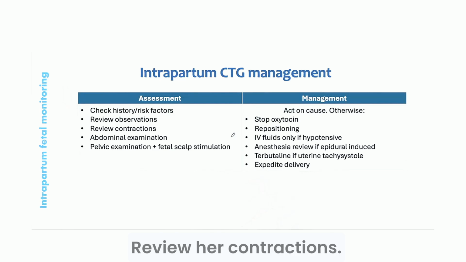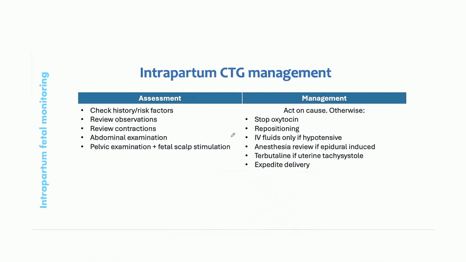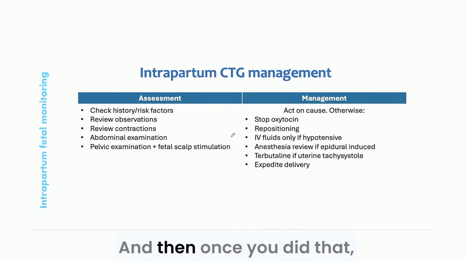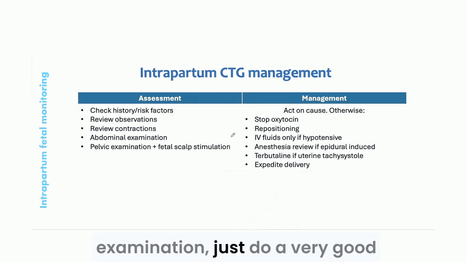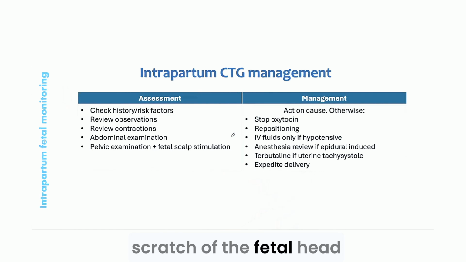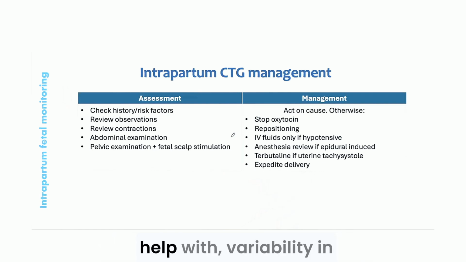Review her contractions, very important. Check if she's tachysystole or not. That's very, very important. And then once you did that, you do your examination. So abdominal examination and then pelvic examination. And while you're doing the pelvic examination, just do a very good scratch of the fetal head without pushing the head up, of course, just to see if that will help with variability in particular.